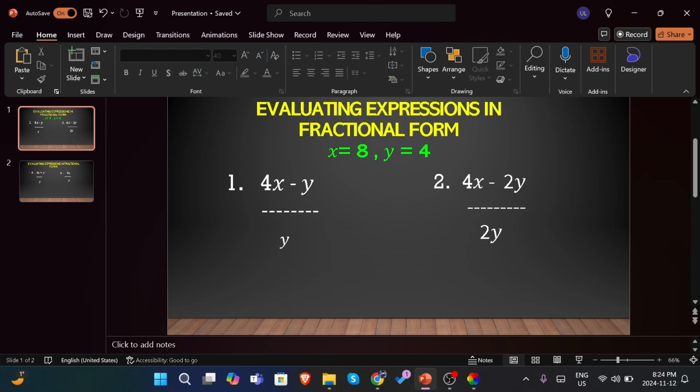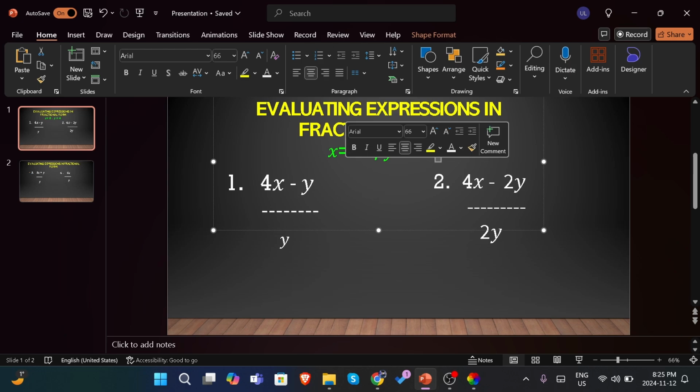Alright guys, so first here, we gotta read this all. So this is basically evaluating variables. So x is equal to 8 and y is equal to 4. We should keep this in mind, alright?